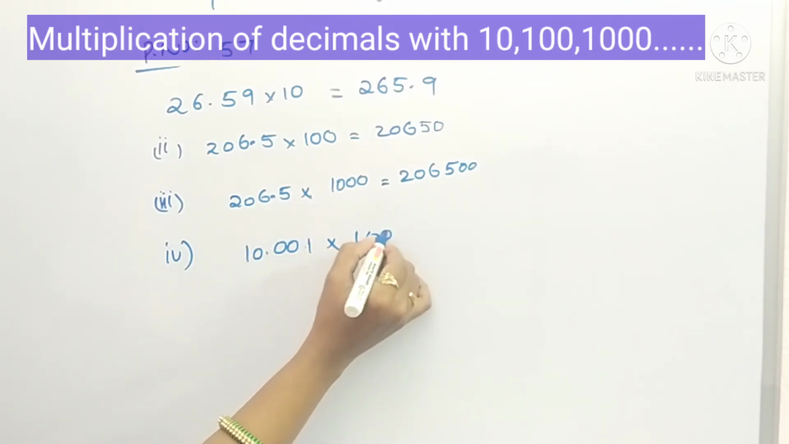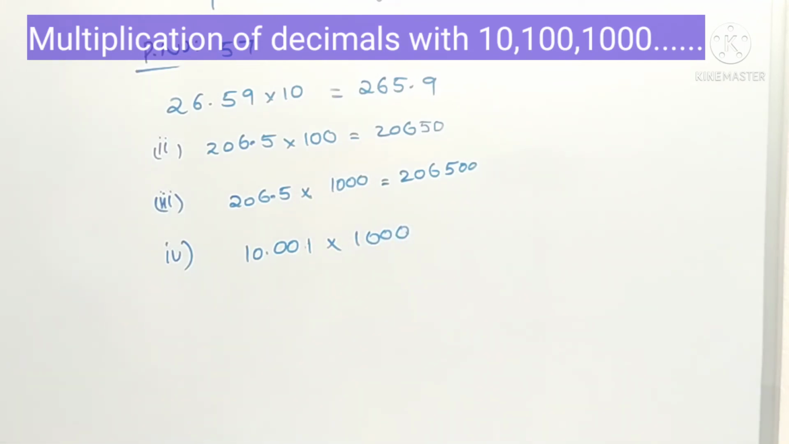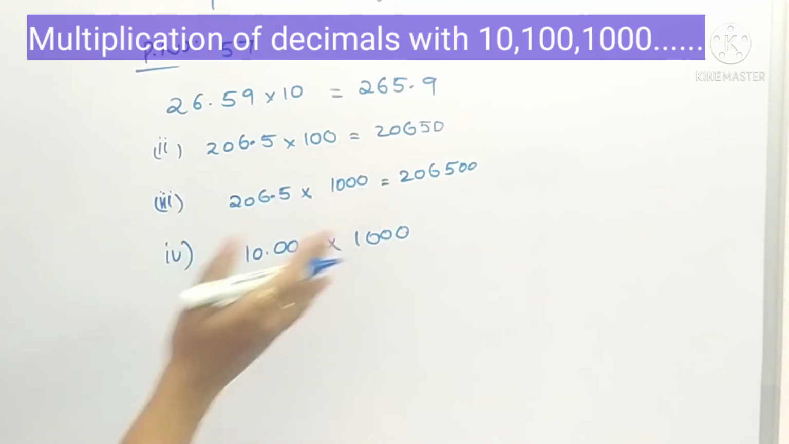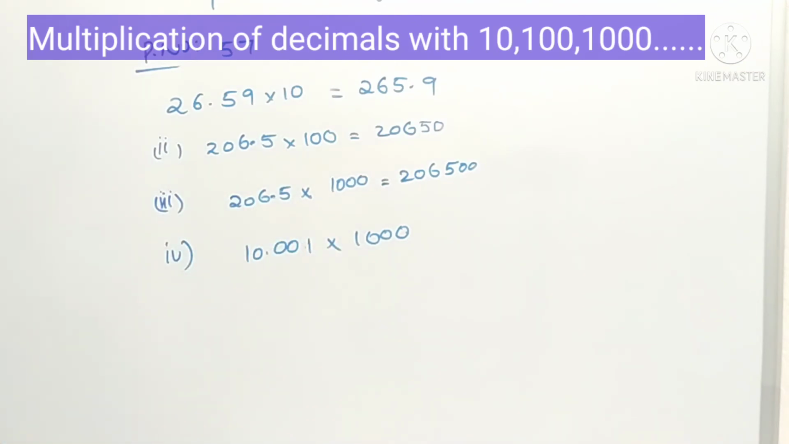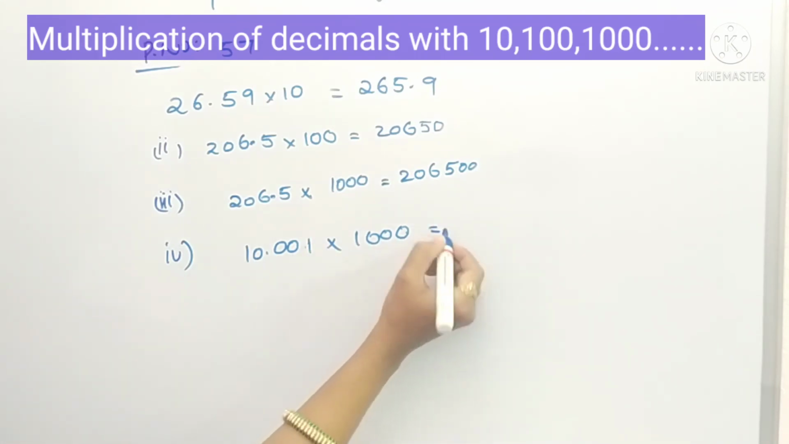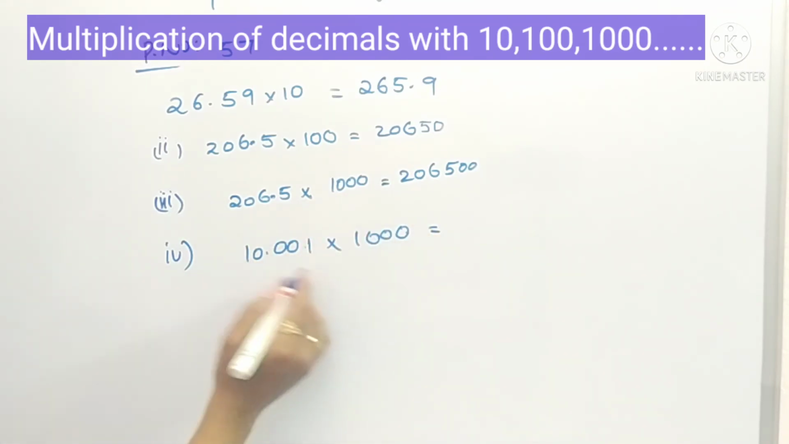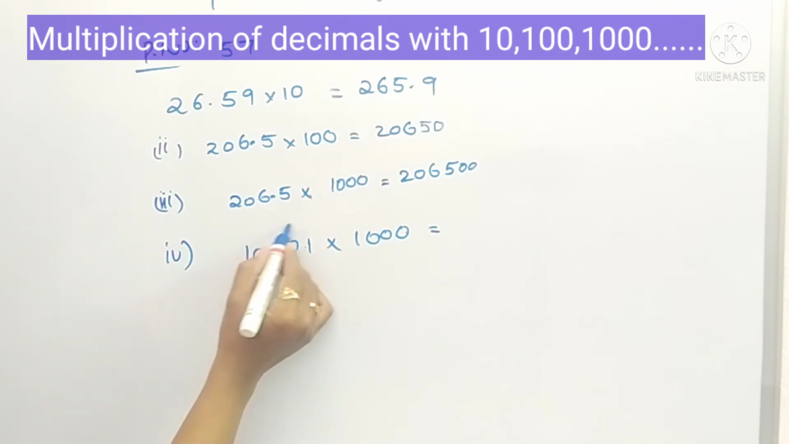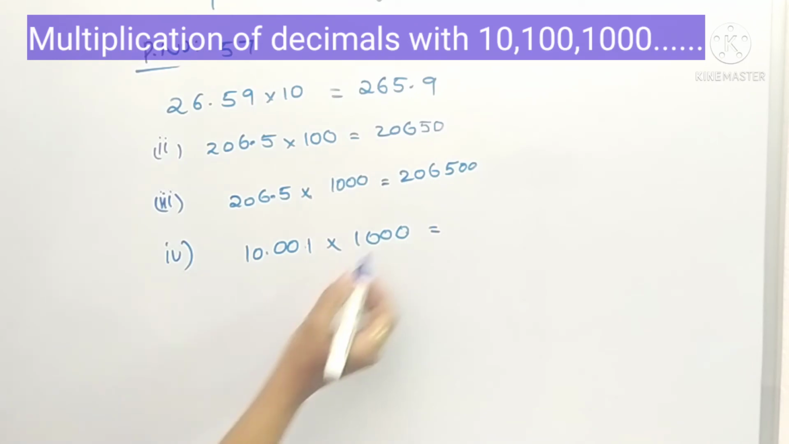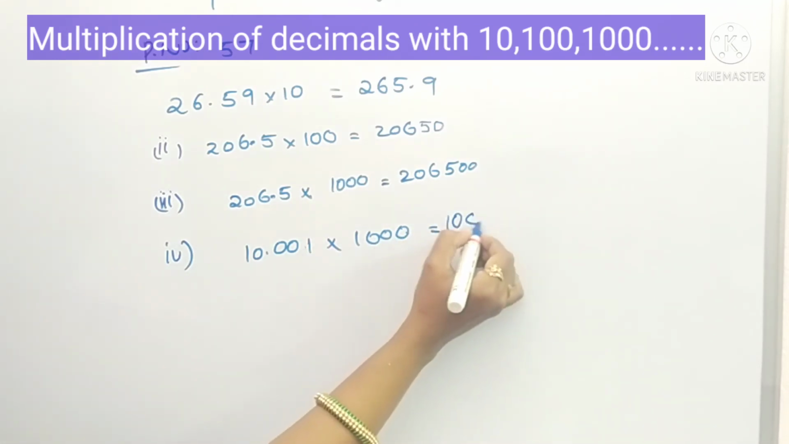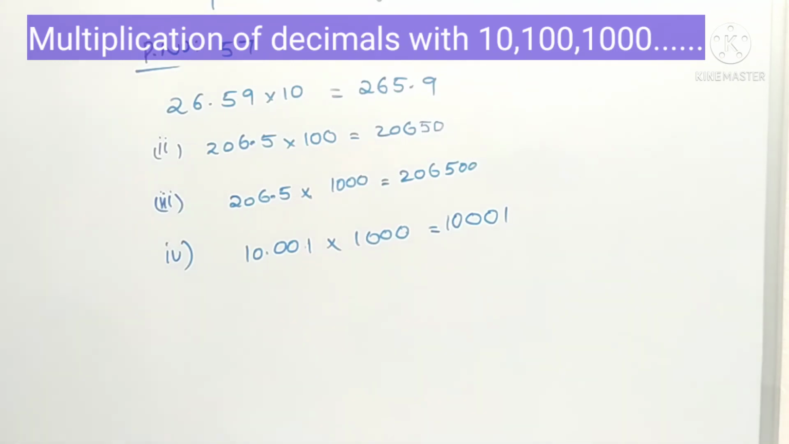And our fourth one, 10.001 into 1000. Okay. So when we multiply a decimal with 10, 100, 1000, 10,000, the decimal point moves right side. For how many times it moves right side? To number of zeros after 1. Here how many zeros are there? 3 zeros, right? So the decimal point moves 3 digits to the right. Okay, so 10001. So no need of putting the point in the last.